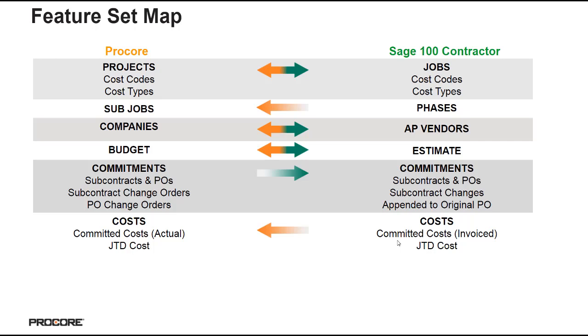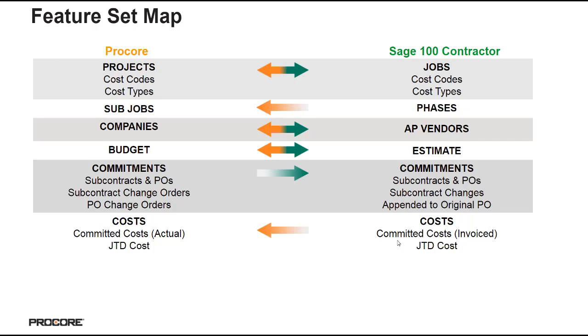Our next feature integrates your Procore companies together with your Sage AP vendors. This is another area of the integration where you see bidirectional or two-way integration. You can create companies in Procore and send them to Sage as AP vendors, or you can create your accounts payable vendors in Sage and pull them into Procore.